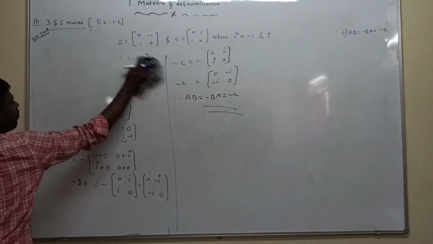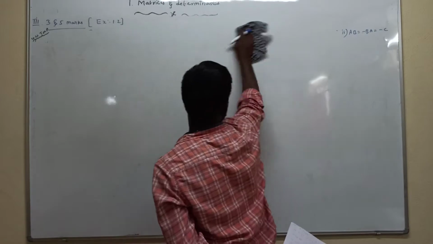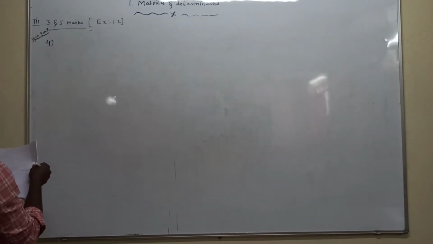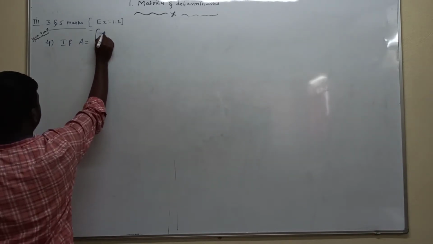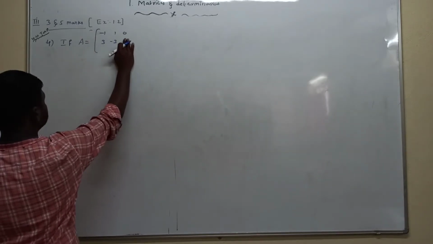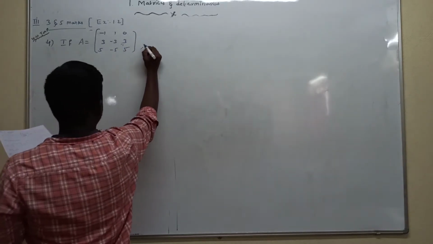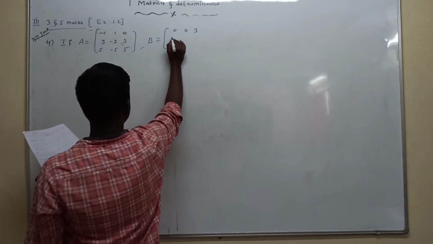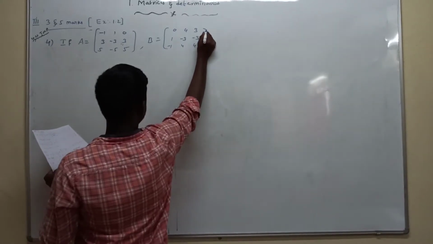See the fourth one. The fourth question is: if capital A is equal to [-1, 1, 0; 3, -3, 3; 5, -5, 5] and B is equal to [0, 4, 3; 1, -3, -3; -1, 4, 4].